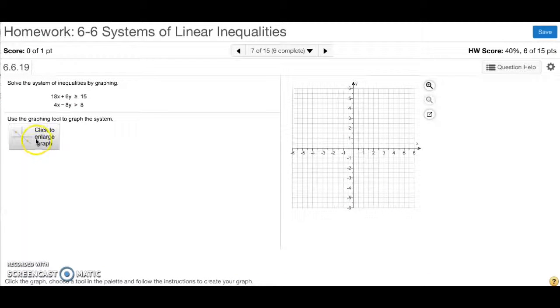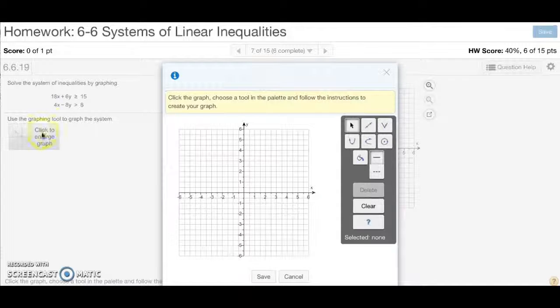Alright, so I'm going to click to enlarge the graph so I can graph it. Now I'm going to graph my first inequality, which we solved and got y is greater than or equal to -3x plus 2.5. It's a solid line. I'm going to start at 2.5. Each dash is a half a point, so make sure we count appropriately. So 2.5 is my starting point.